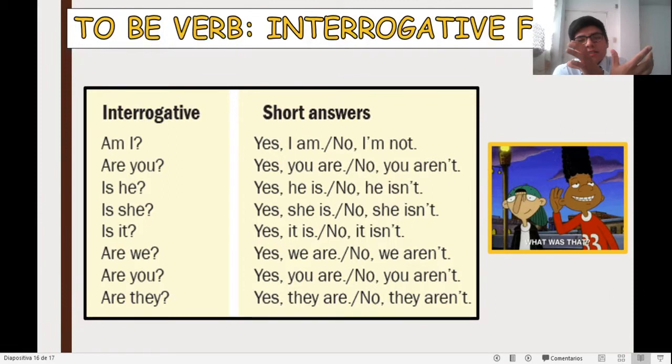Now you need to repeat after me, of course. Am I? It's a question, right? Es una pregunta. You need to intonate in the correct way. Am I? Repeat. Am I? Excellent. Are you? Is he? Is she?